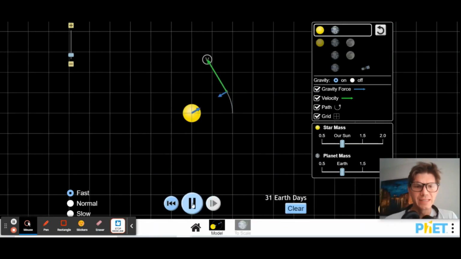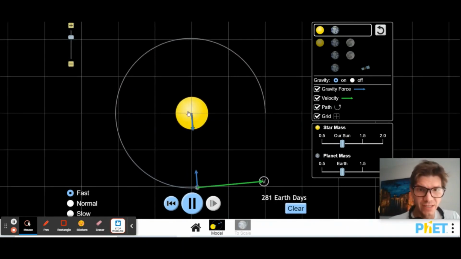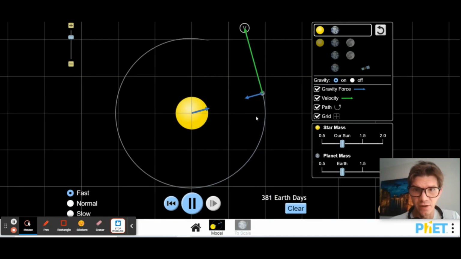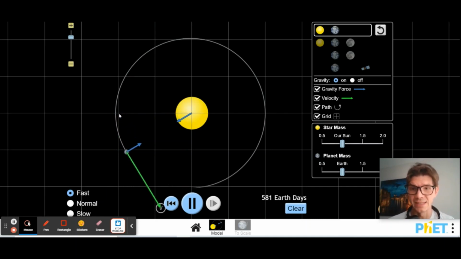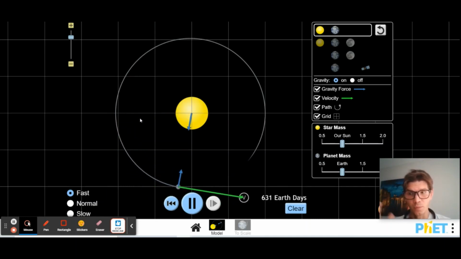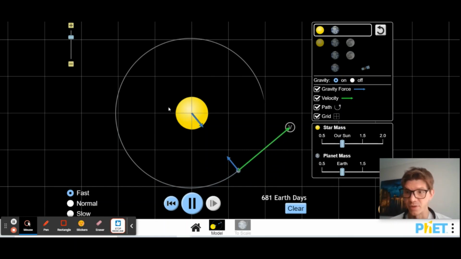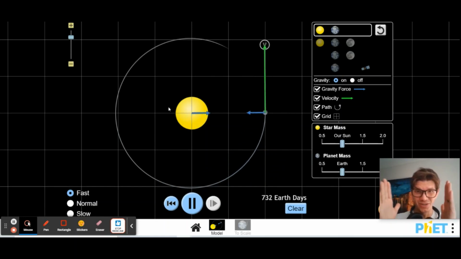Another thing that we can see in the simulation is that the path the Earth is taking around the sun, the orbital path, is not a perfect circle. I can tell using this grid because the distance between the center of the sun and where the Earth is in its orbit here is 2 boxes, and over here in this part of the orbit, it's just over 2 boxes. We actually see that in all the orbits of the celestial objects in the solar system. They're not perfect circles. They're just a little bit off.